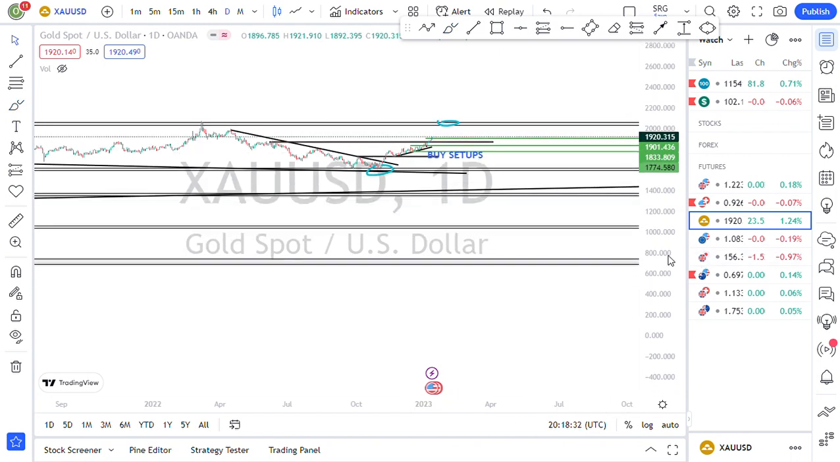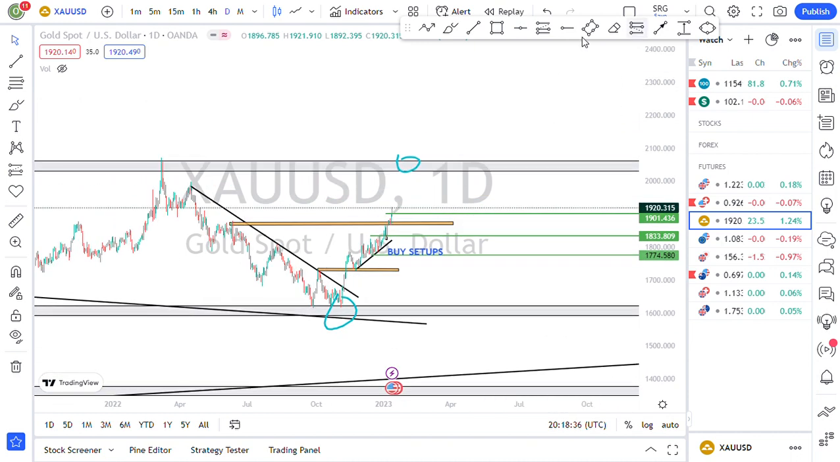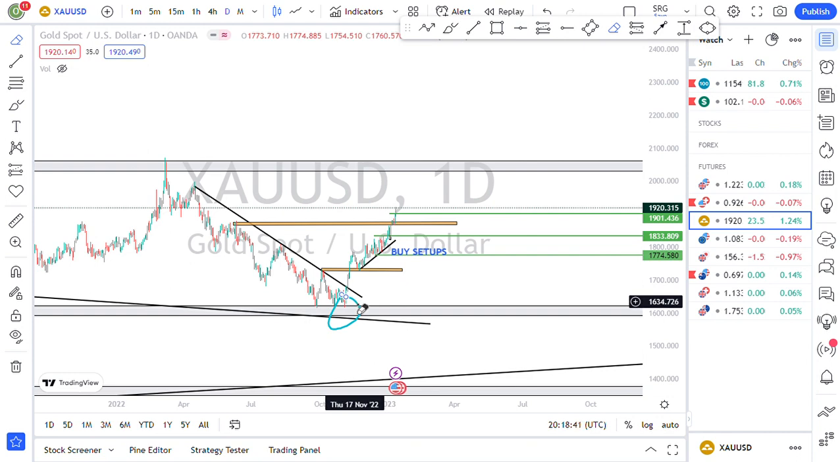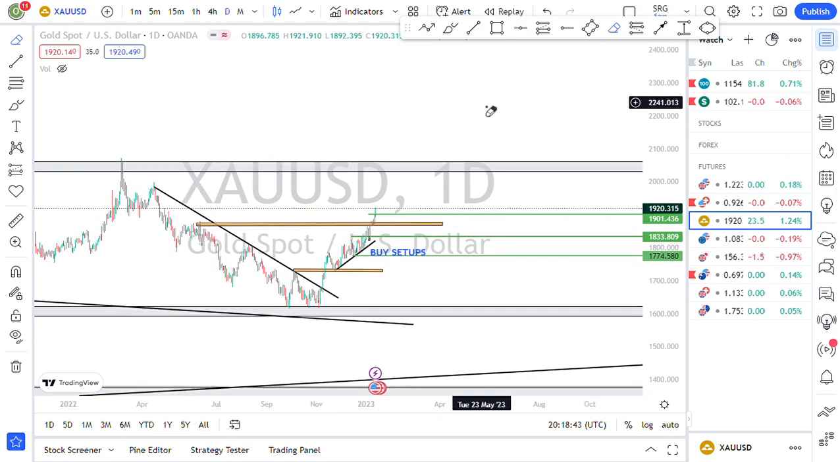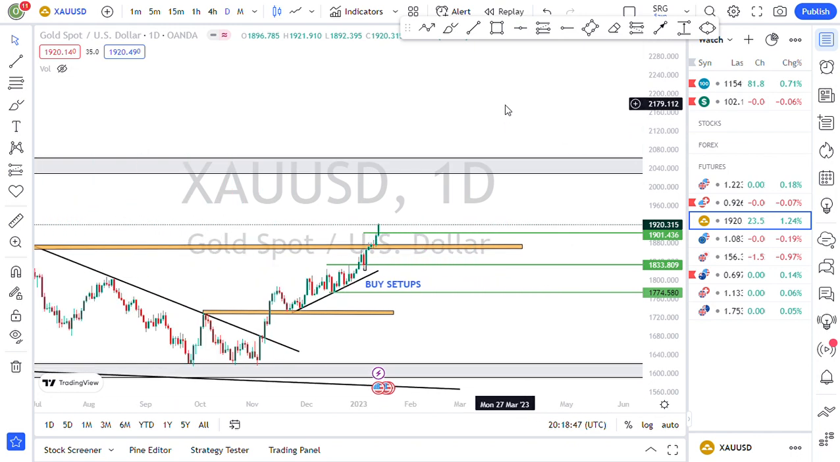So this is what I'm basically looking at. I am bullish on gold, right? I'm very bullish on gold. Looking at gold, I'm very bullish on gold. So what I'm going to basically do is wait for gold to actually come back.